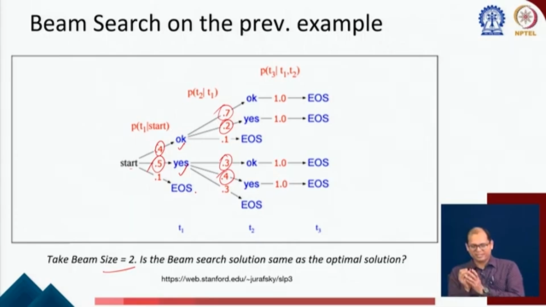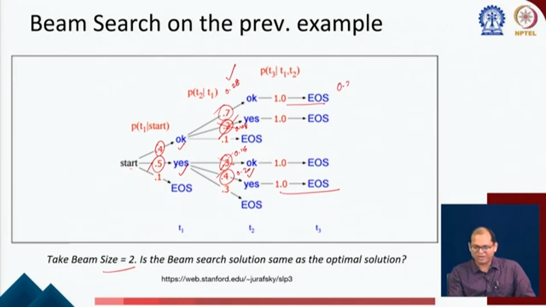So, I have now k square things, with probabilities 0.5 into 0.7, 0.28, 0.08, 0.15, 0.2. Among these, what are the two highest probabilities? This, and this is ignored going forward. Next I will continue from here. This gives me EOS and this gives me EOS, right. So, I have two partial completions, with probability 0.28 and probability 0.2. So, I finally select 0.28.